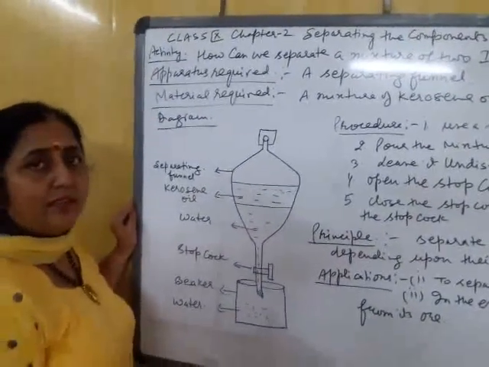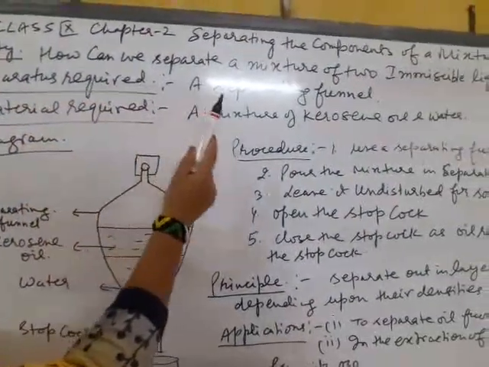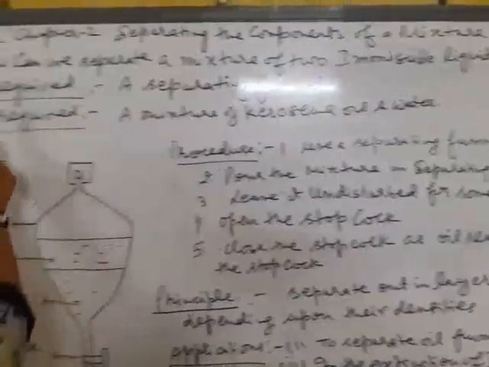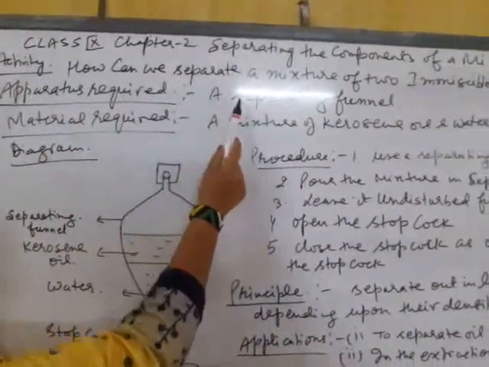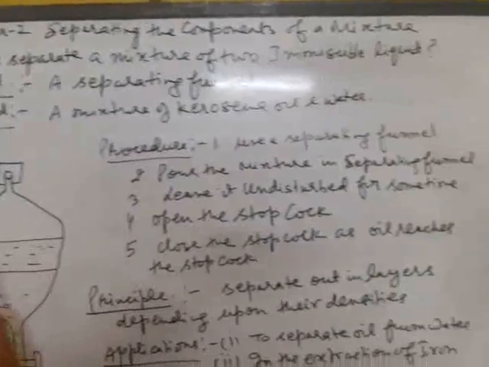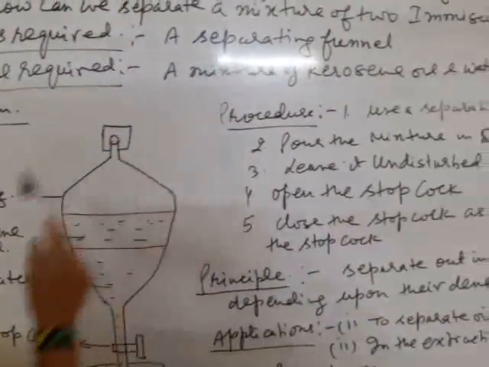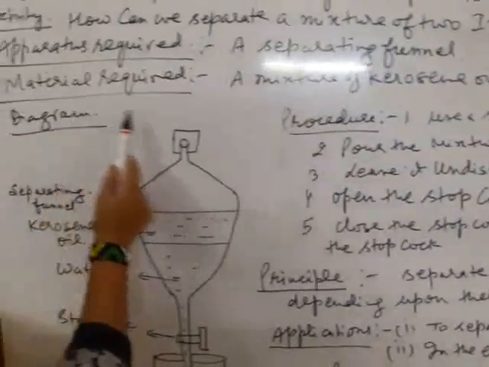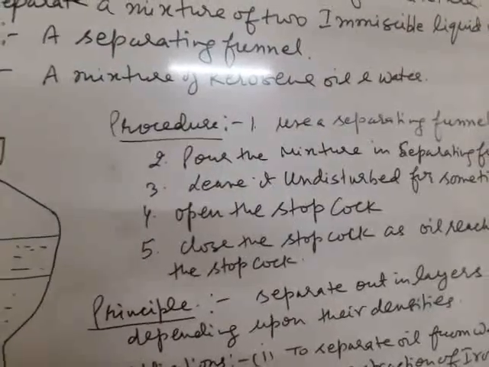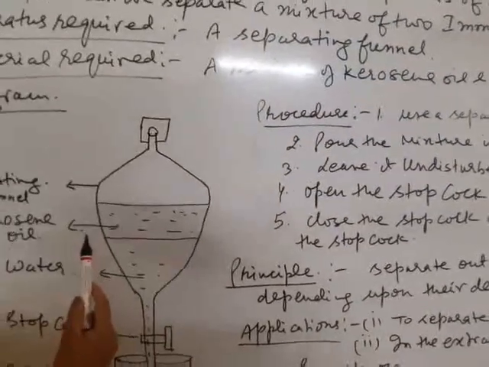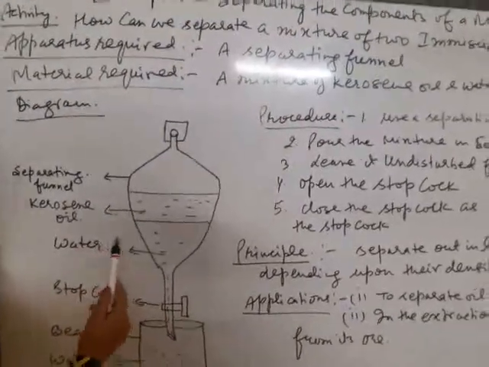Today we will do another method of separation of components of a mixture. The activity is, how can we separate a mixture of two immiscible liquids? Apparatus required is a separating funnel. Material required is a mixture of kerosene oil and water. And I have told you that immiscible liquids are those which do not mix with each other.